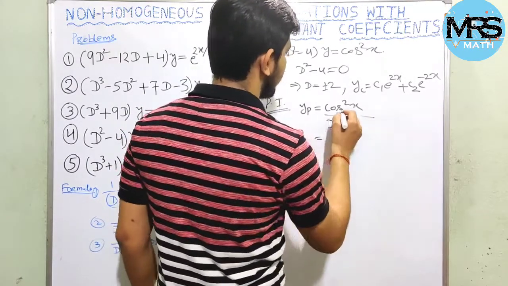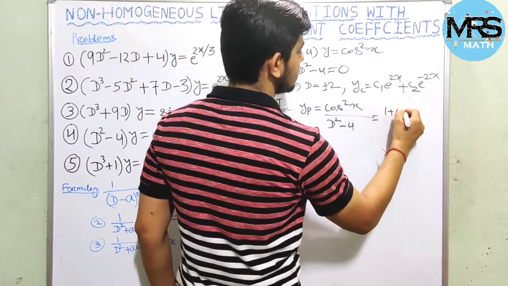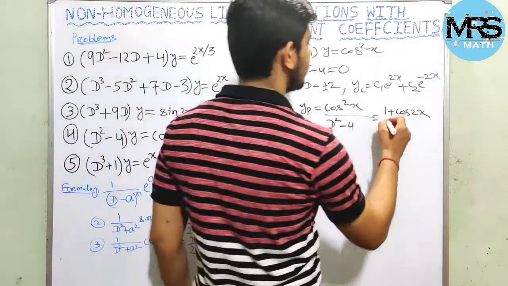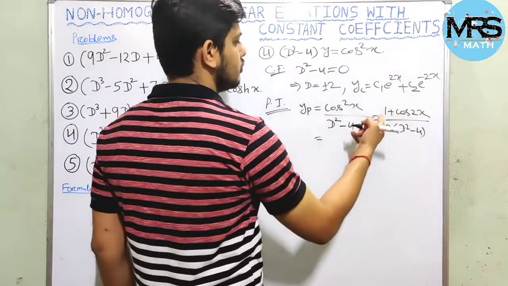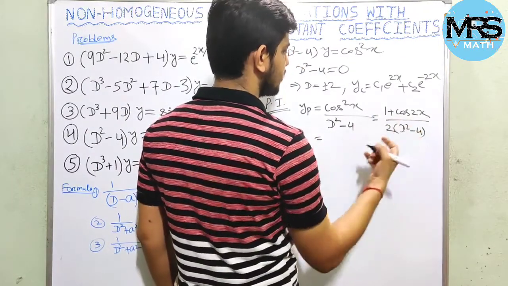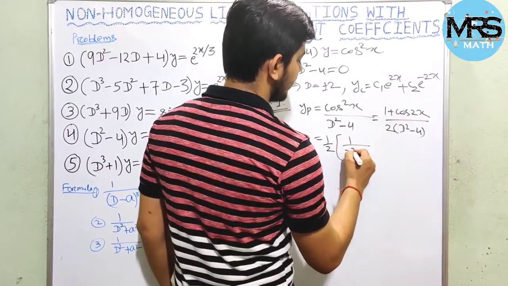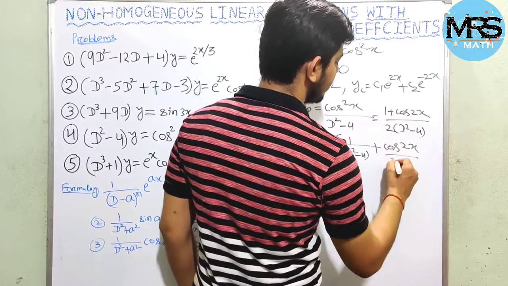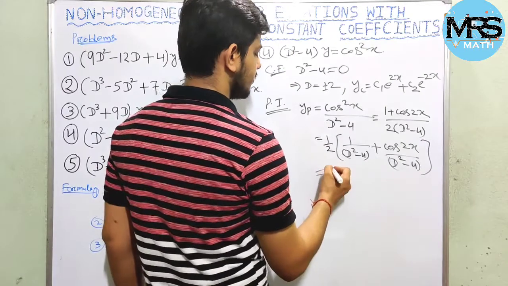So what can we apply now? Cos square x is 1 plus cos 2x by 2, into D square minus 4. Then again what will we do? 1 over this one plus cos 2x over this one. So if I take 1 by 2 common, here we are getting 1 by D square minus 4 plus cos 2x divided by D square minus 4. Then this is 1 by 2.